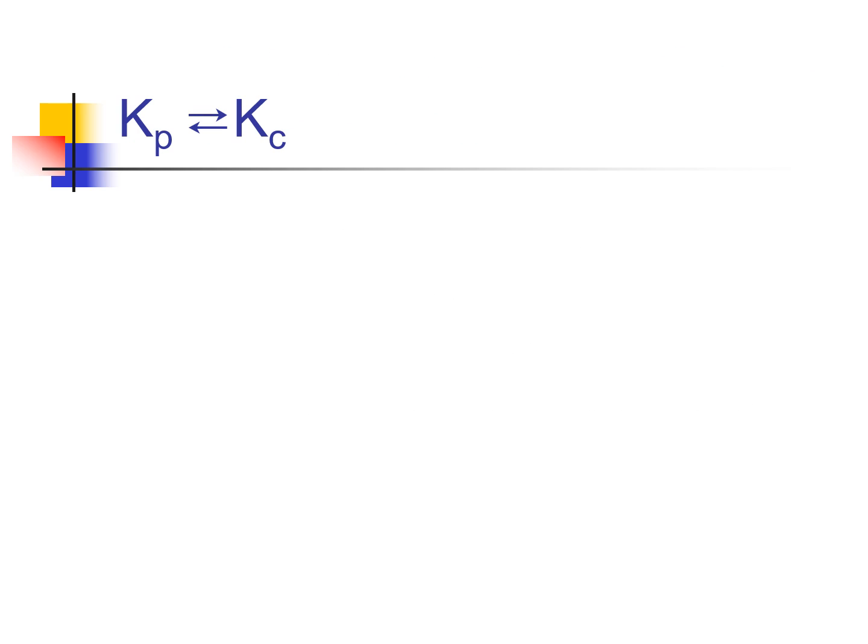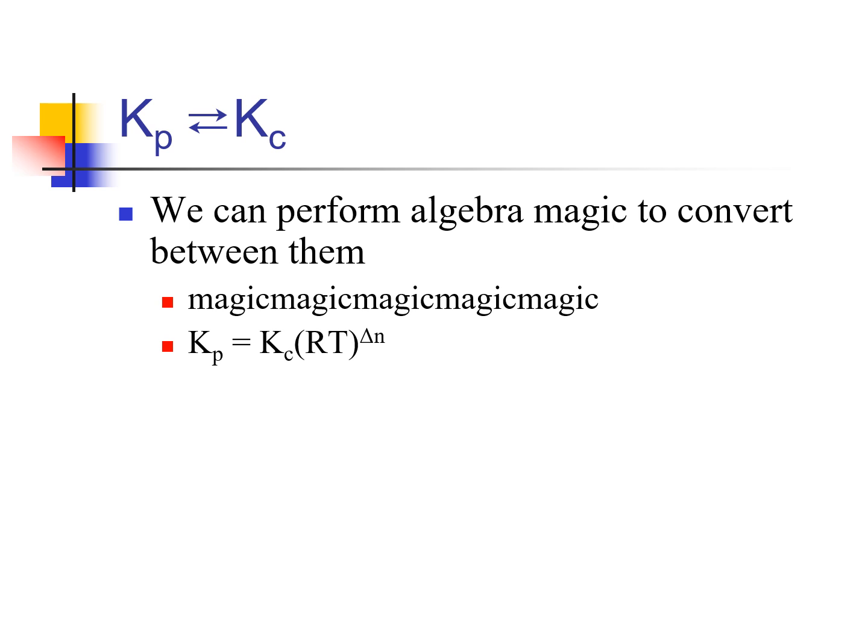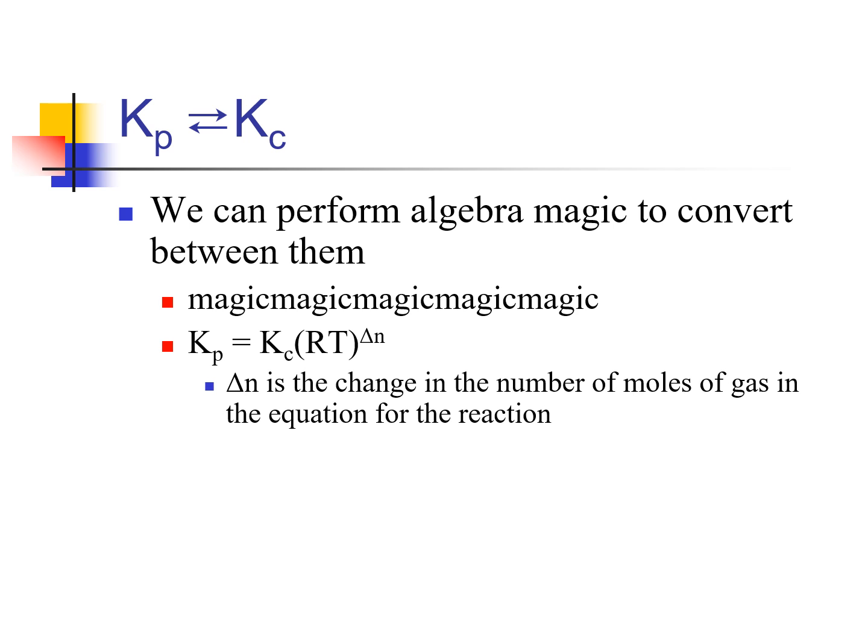Now, we can convert between K sub P and K sub C, but we have to perform some algebra magic to do this. Magic, magic, magic. And there we go. That is our new equation. So K sub P equals K sub C times RT raised to the power of delta N. What are these variables, I hear you ask?